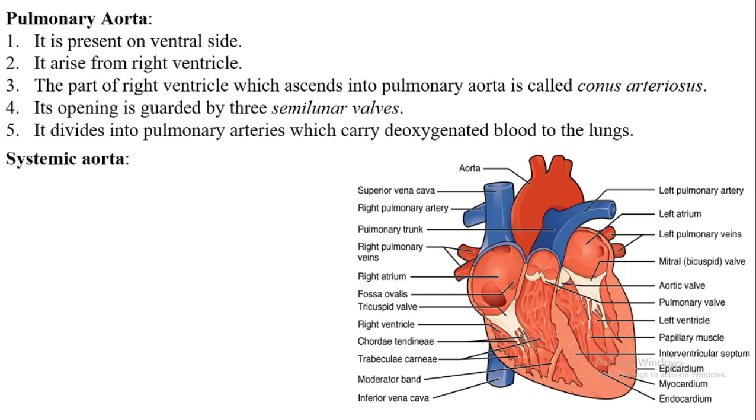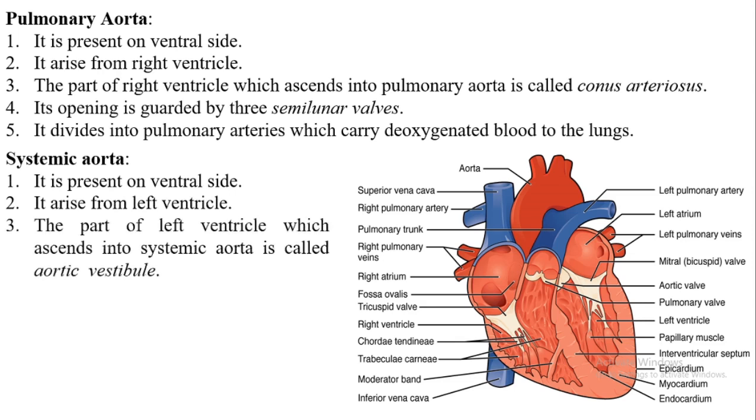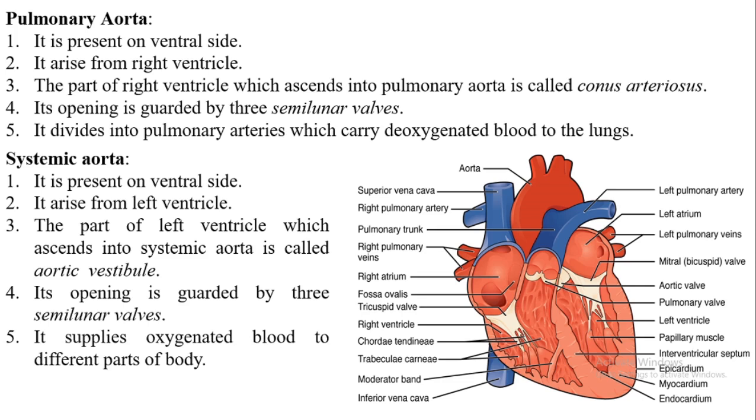Then the second part, the systemic aorta. Now the systemic aorta is also present on the ventral side. It arises from the left ventricle, and the part of the left ventricle from where the systemic aorta arises is called the aortic vestibule. So remember, the part of the right ventricle from which the pulmonary aorta arises is called the conus arteriosus, and the part of the left ventricle from which the systemic aorta arises is called the aortic vestibule. This opening is guarded by a semilunar valve as usual, and this systemic aorta supplies oxygenated blood to different parts of the body.